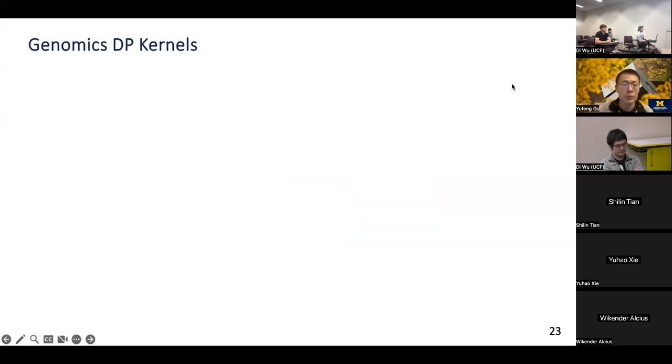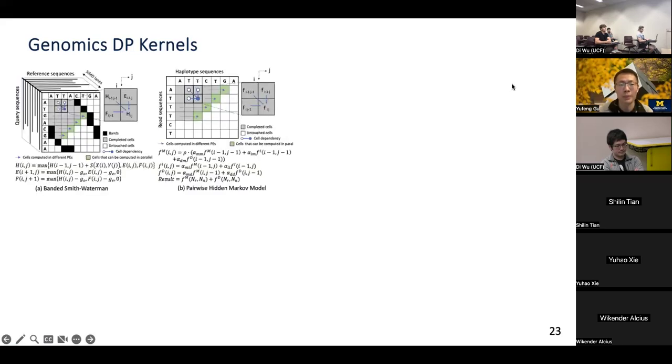So then let's jump into some genomics dynamic programming algorithms. The first ones are Banded Smith-Waterman that I mentioned before. These two algorithms are pretty similar to the previous small example. So when we calculate a new score, this score depends on results from the left, upper, and diagonal neighbors.